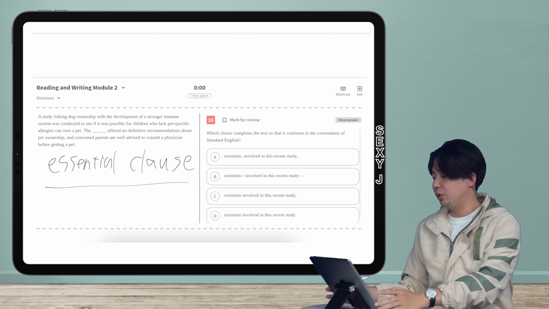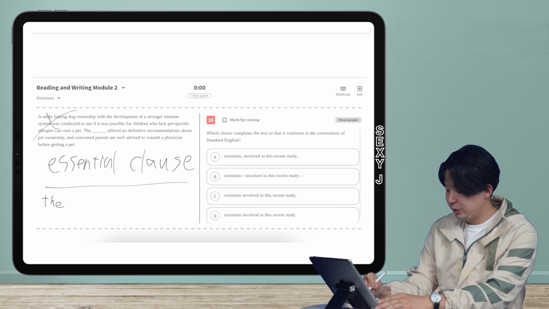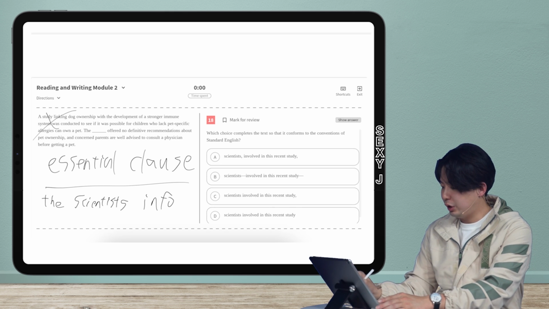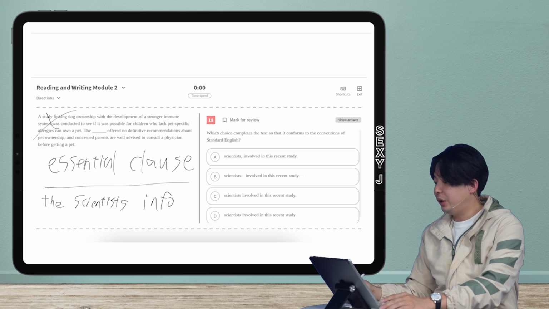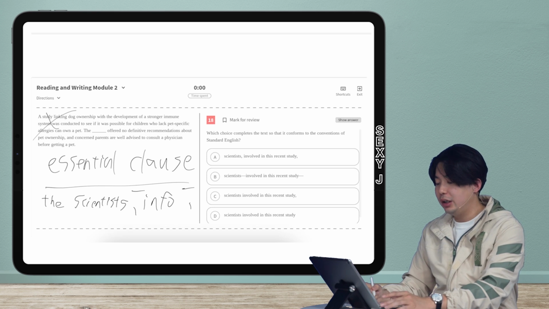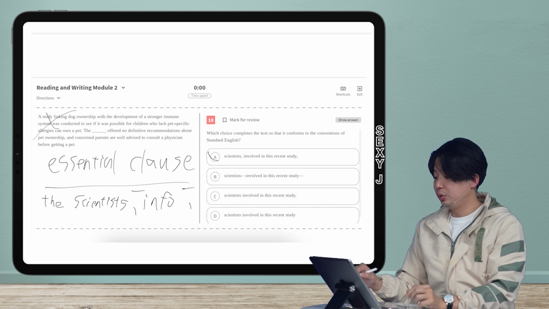Okay, so there are two ways you can do this, okay? So the main point here, this stuff doesn't matter. Okay, so it's the scientists, and then we have some info. Okay, and look at the answer choices here. We have A and B. You see how in A and B, we have comma, comma, or we have dash, dash, right? That lets me know automatically that those are both out, okay?